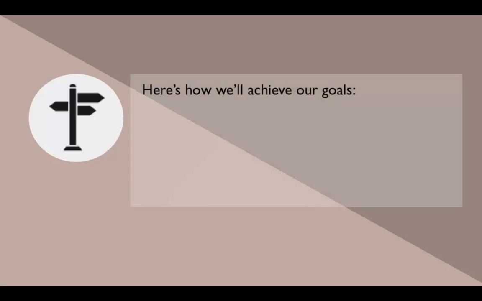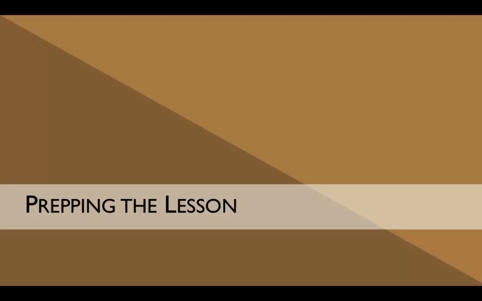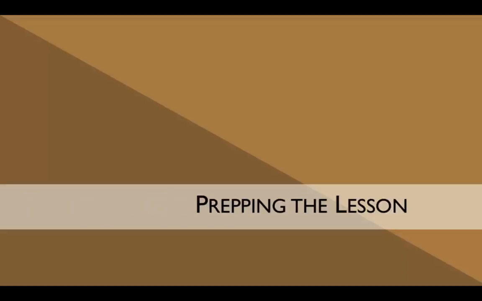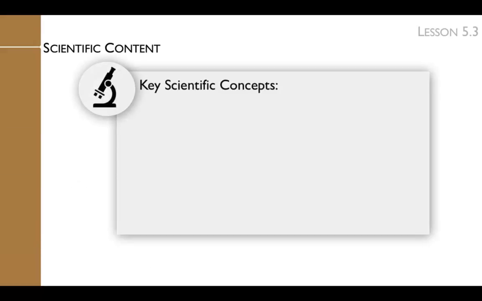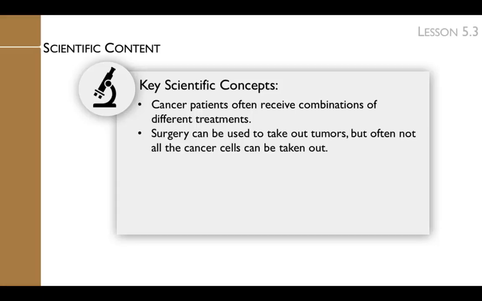We will achieve these goals by engaging in a tumor board jigsaw activity in which students determine treatment protocol for a patient. To prepare for this lesson, you'll need to review the following key scientific concepts. Cancer patients often receive combinations of different treatments. Surgery can be used to take out tumors, but often not all the cancer cells can be taken out.